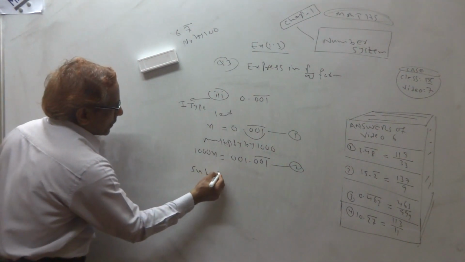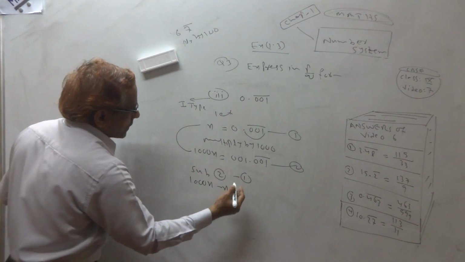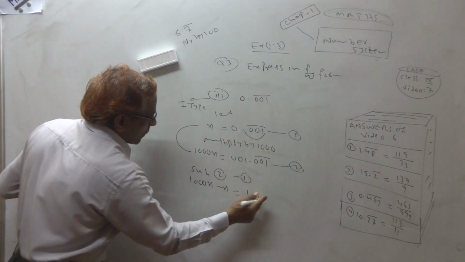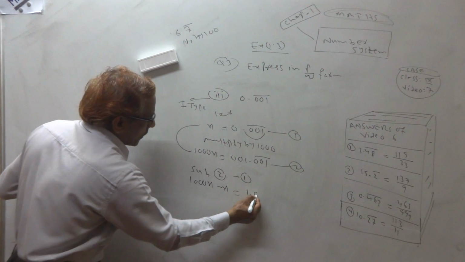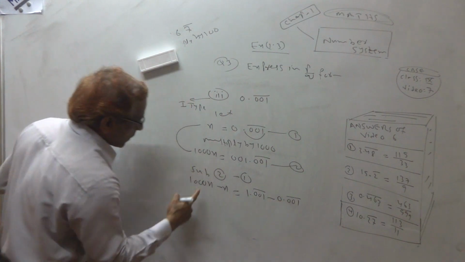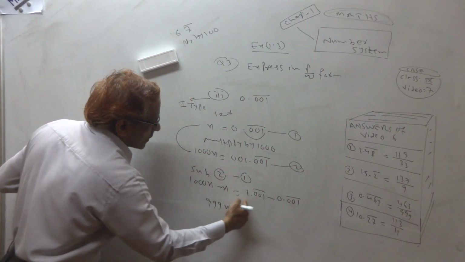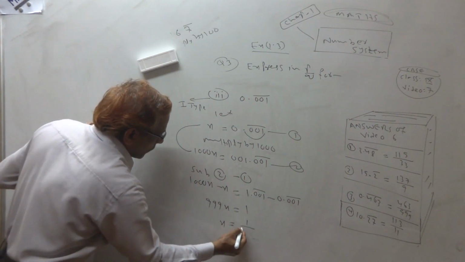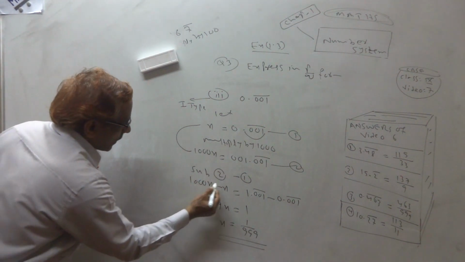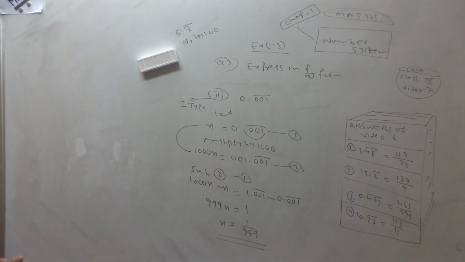Now subtract. Second minus first, 1000x minus x. 001 means what? 1 only. 1.001 minus 0.001. 1000x minus x, 999x. 1 minus 0 is 1. So 1 by 999. See, this is the answer, that's all. 1000 minus 1, 999. So 1 by 999 is the answer. Clear?